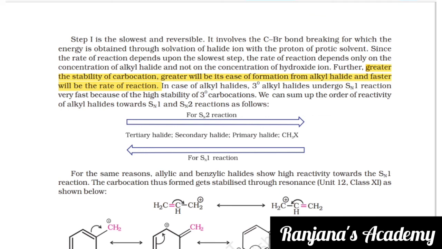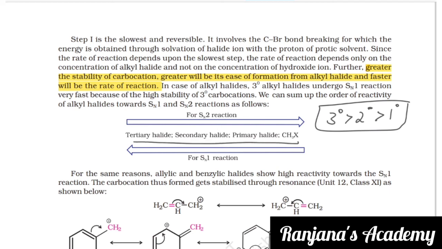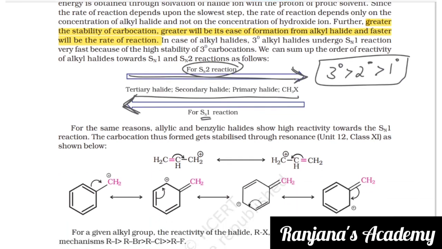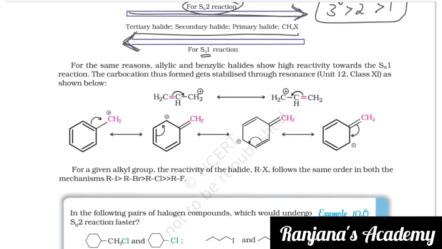What is going to be the reaction? It is going to be the reverse of your Sn2: 3 degree followed by 2 degree followed by 1 degree, that is tertiary followed by secondary followed by primary. So we can sum up the order of reactivity of alkyl halides towards Sn1 and Sn2 reactions as follows. If you go towards tertiary, it is your Sn1. If you go towards primary, it is your Sn2. Simple. Okay.